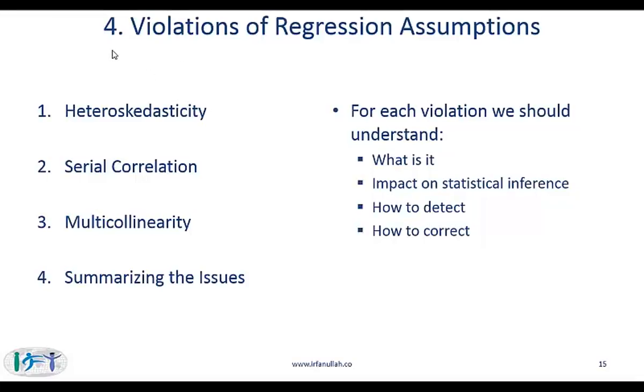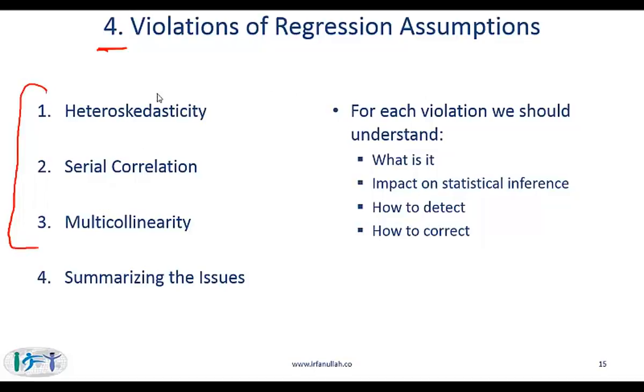We now come to section 4, violations of regression assumptions. The point is that you run a regression. The regression makes several assumptions. It turns out that often one of these scenarios happens.